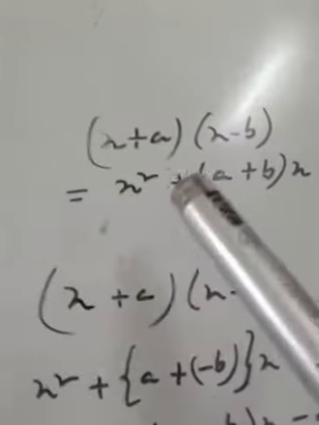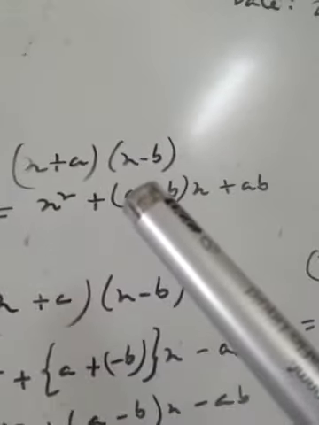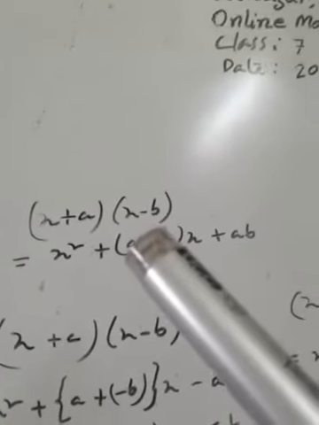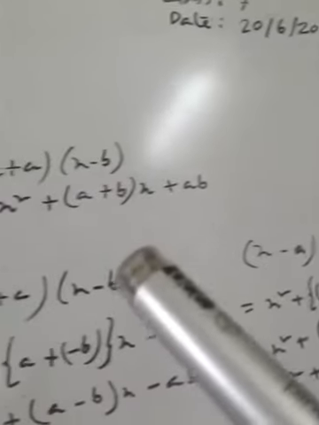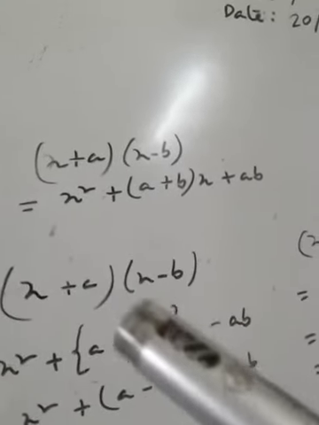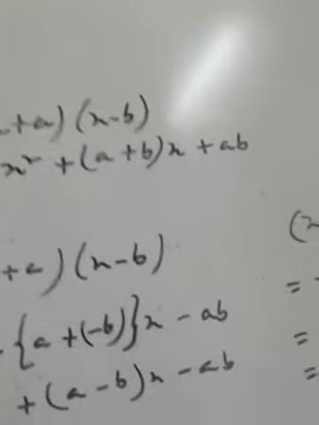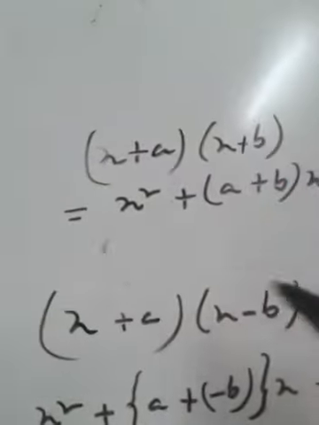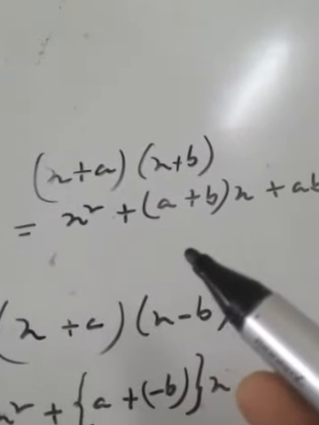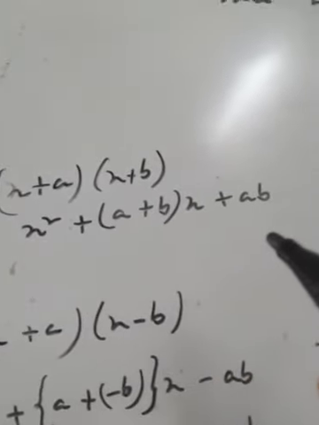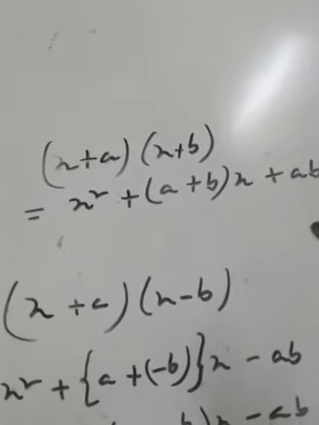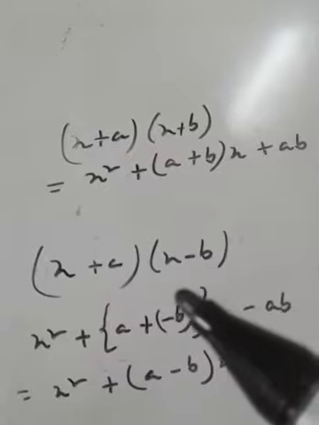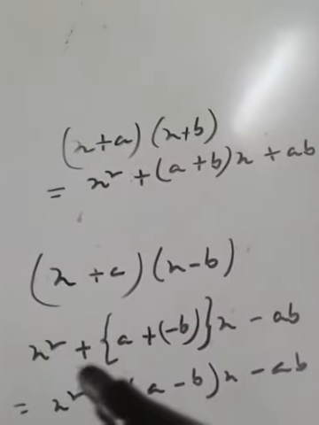See one formula, x plus a into x minus b. We know that x plus a and x plus b, x plus a into x plus b equals x square plus (a plus b) into x plus ab. This is the formula. And x plus a, x minus b equals... We have to write this formula first.